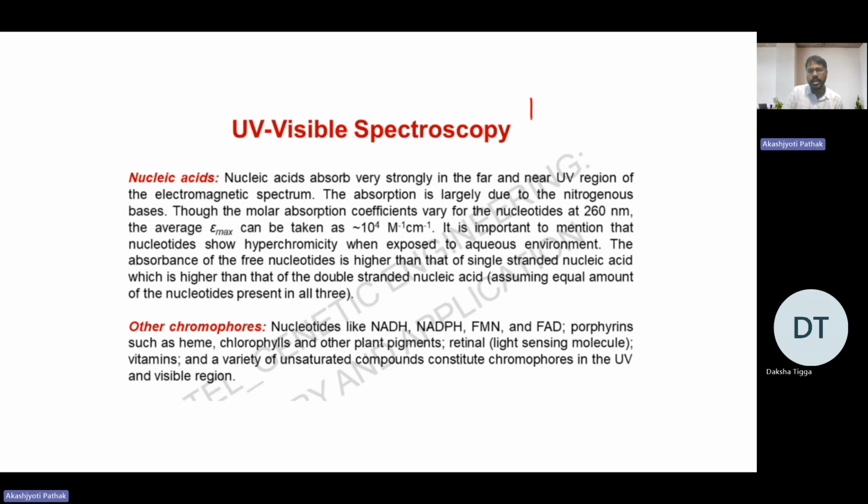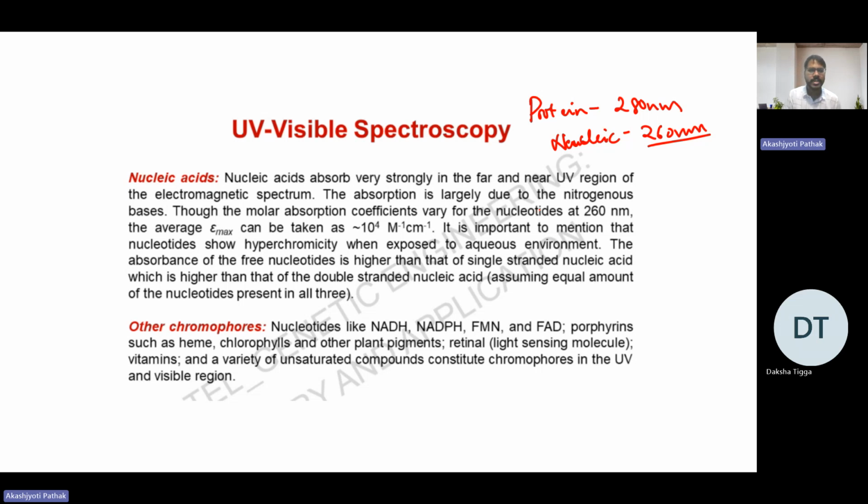So for proteins, the absorption is taken at which wavelength? 280 nanometer. For nucleic acids, your absorbance is taken at which wavelength? It is taken at 260 nanometer, because the purine and pyrimidine nitrogenous bases absorb strongly at the 260 nanometer wavelength of light, while the protein shows strong absorption at the 280 nanometer wavelength of light.